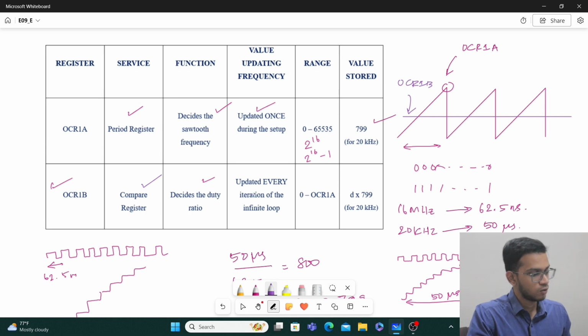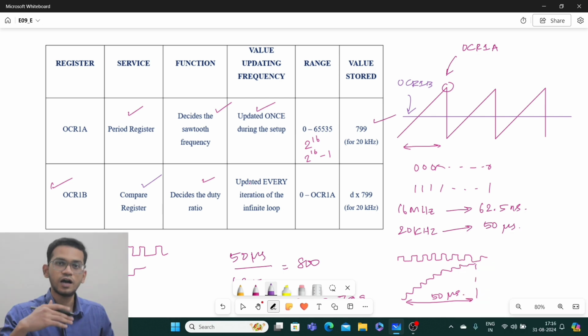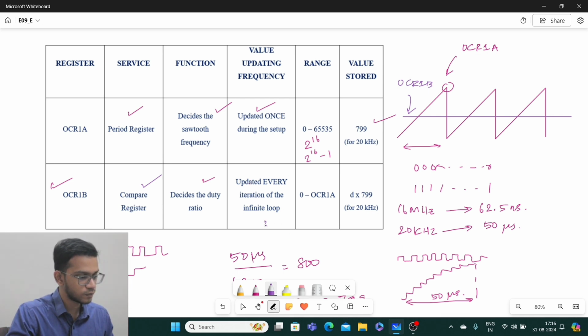So we update it at every iteration of the infinite loop. In our Arduino program, there is going to be a void loop section in which we will be updating this value at every iteration. We take a sample, compute the duty ratio, put the duty ratio value into this register. Again, we take another sample of the output voltage, compute the duty ratio, put that value of duty ratio into this register, and we keep doing that forever. So that's how this thing happens.